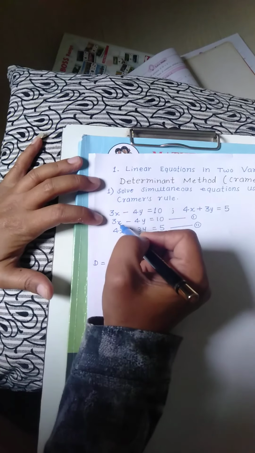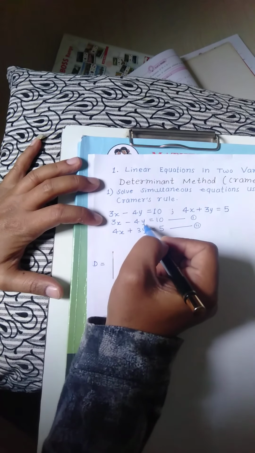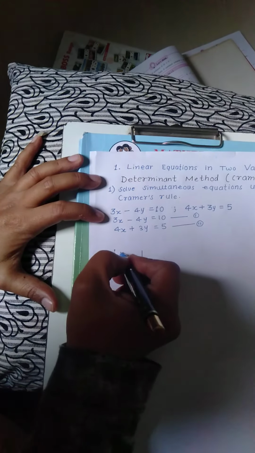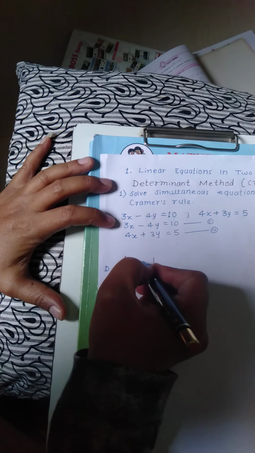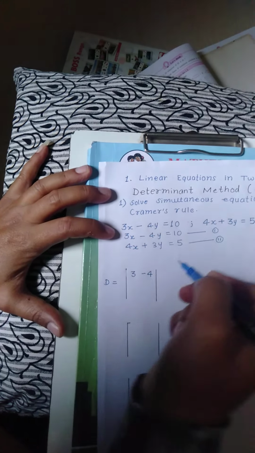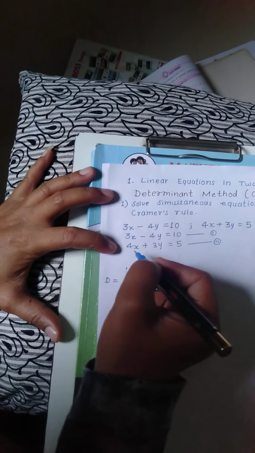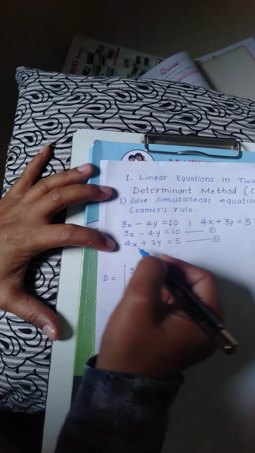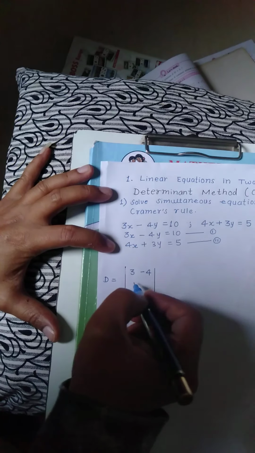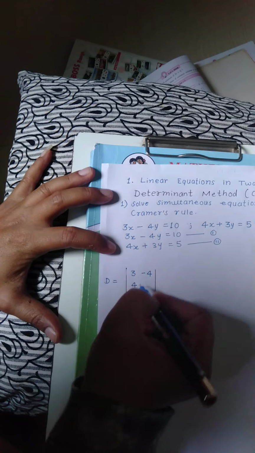So here the coefficient of x is 3 and the coefficient of y is minus 4. So we can write here 3, minus 4. For the other equation, 4x plus 3y is equal to 5, the coefficient of x is 4 and the coefficient of y is 3. We take here 4, 3.